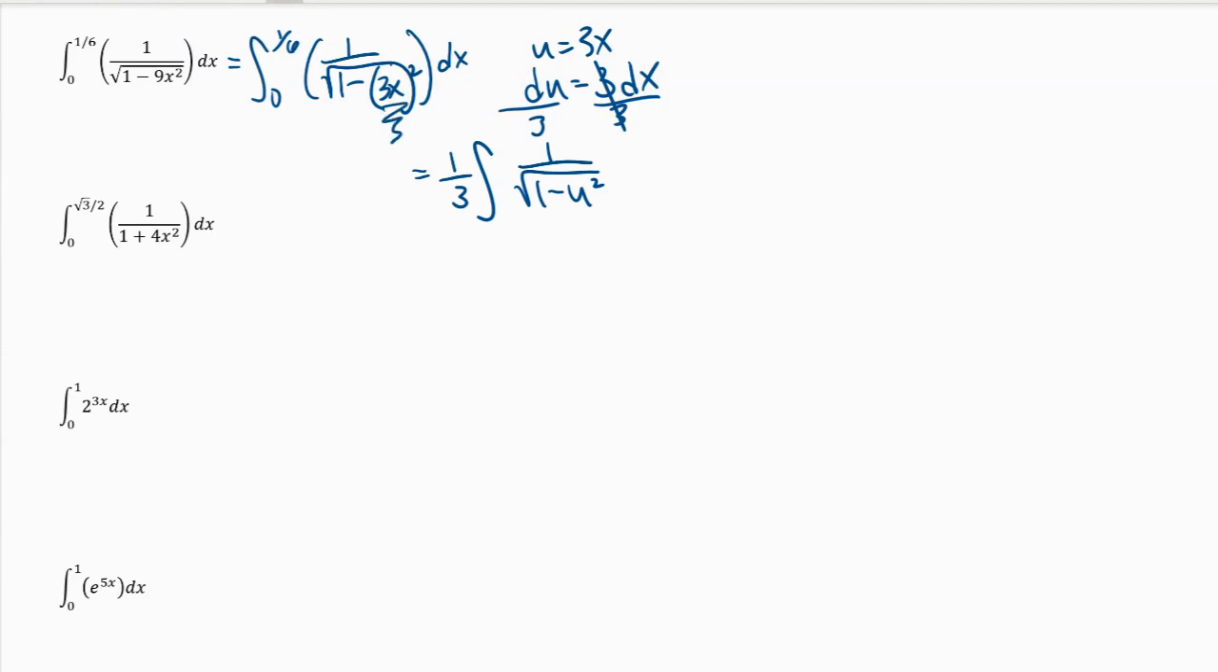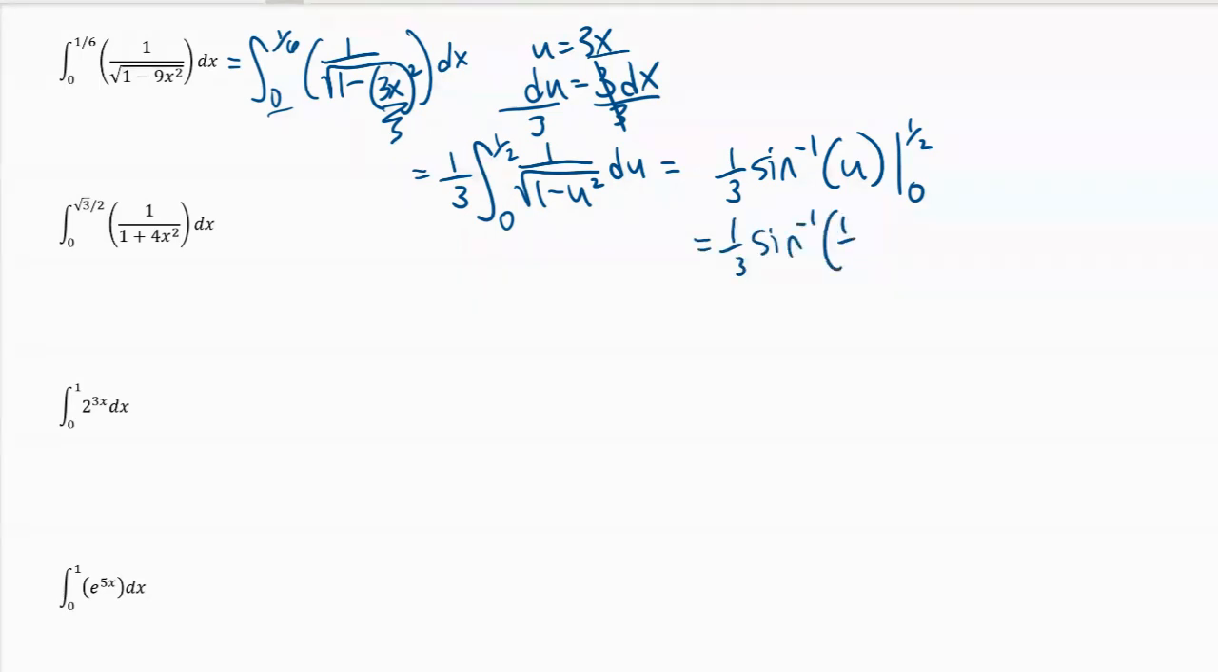So I let u equal 3x because then you should recognize that this looks like a sine inverse problem. But I am going to change my bounds. If I plug in 0 into this, I get u is also equal to 0. And if I plug in 1/6, 3 times a 6th is a half. So I get u is equal to a half. So those are my new bounds. And then I get 1/3 sine inverse of u from 0 to a half. I plug in a half. I plug in 0. And guess what?